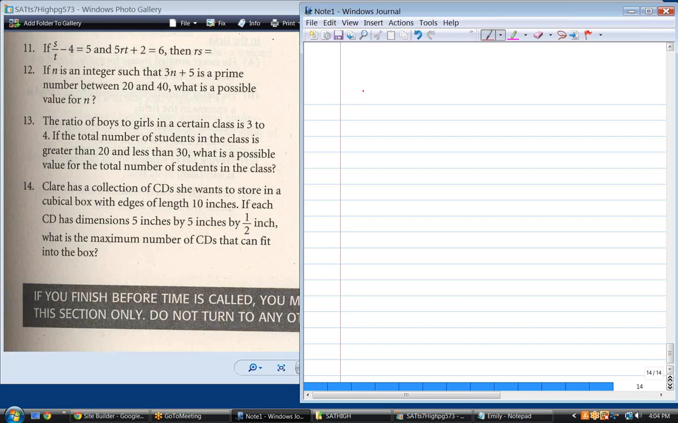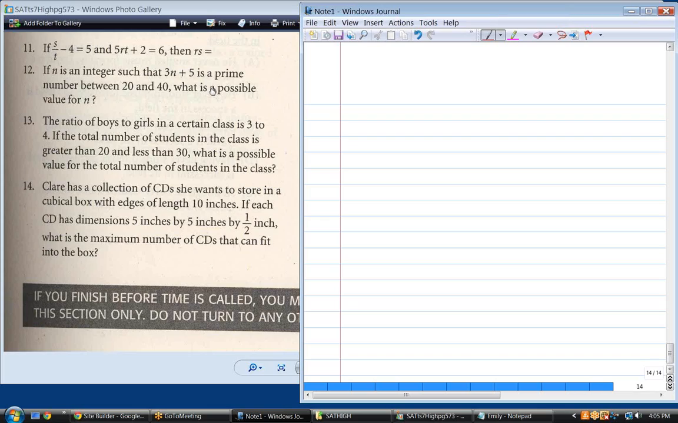Oh, it would work if it was 29. Because then n could be 12. I mean, it's not going to be 12. If n was 8, then it would work, because then you would have 29. Exactly. So n does work.